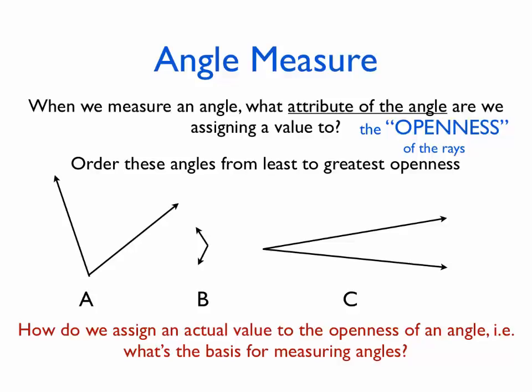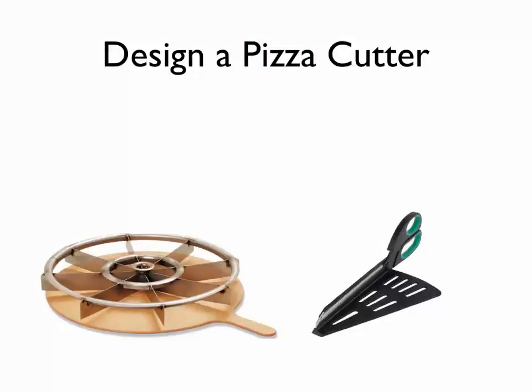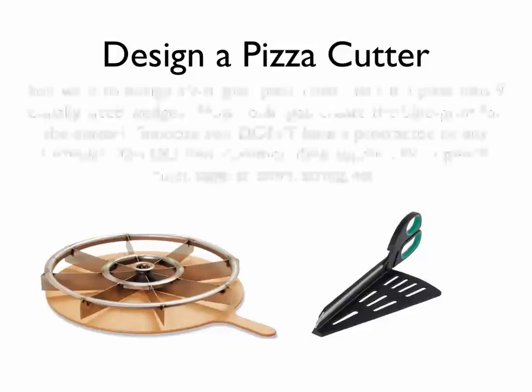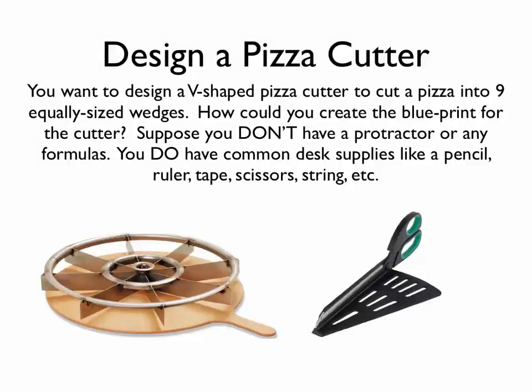In order to do that, there's a little activity here to design a pizza cutter. So here's two pizza cutters. Ever seen one like that on the right? The scissors? Okay, so the idea is that either one of these is fine, a V-shaped pizza cutter, and we want to cut our pizza into 9 equally sized wedges or pieces. So we want to create the blueprint for the cutter. Whether it's the one on the left or the right, it's the same principle. We're trying to figure out the openness of the blades.